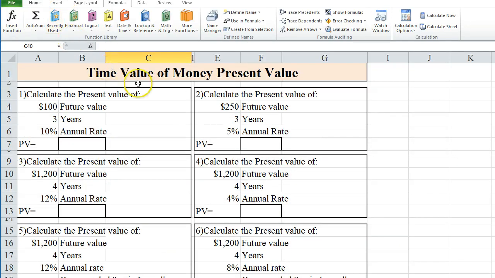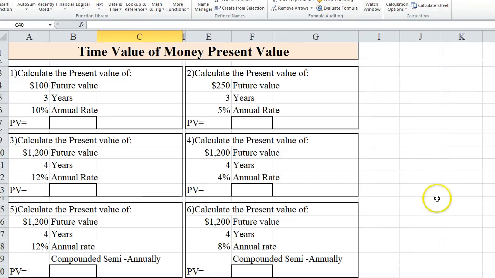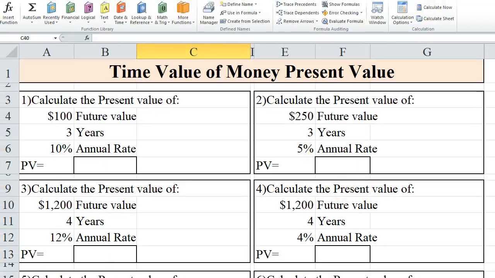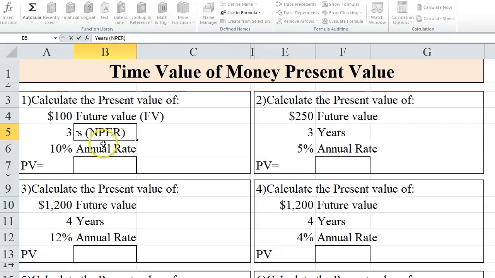Okay, so now we're going to do time value, present value, and I want to increase this screen size so it's more viewable. There we go. So the first one, we're calculating the present value of 100. What is $100 worth if I'm going to receive it 3 years from now at a 10% annual rate? So our first value here, the $100, is a future value. The years are our N per, and the rate is the rate.